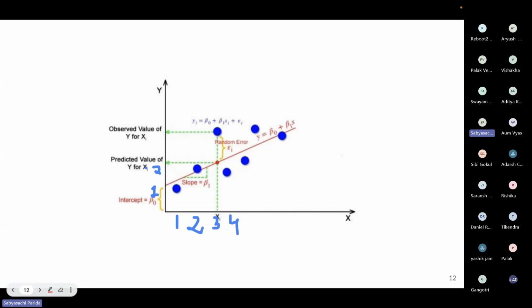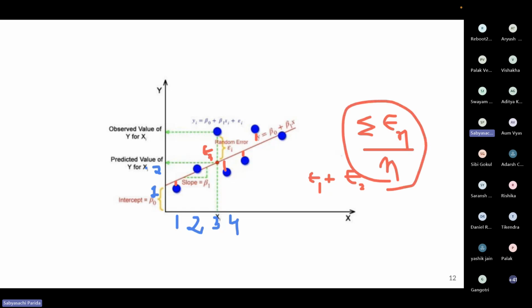Let me use the other thing. So this is the error, and this is lying on the particular line. So this is epsilon 1, this is epsilon 2, suppose epsilon 3, this is epsilon 4, this is epsilon 5, and this is epsilon 6. These are all the epsilons. If I do a sum of all the epsilons and take an average out of it, then that needs to be minimum. That means this should be tending to 0. That error term should be tending to 0.